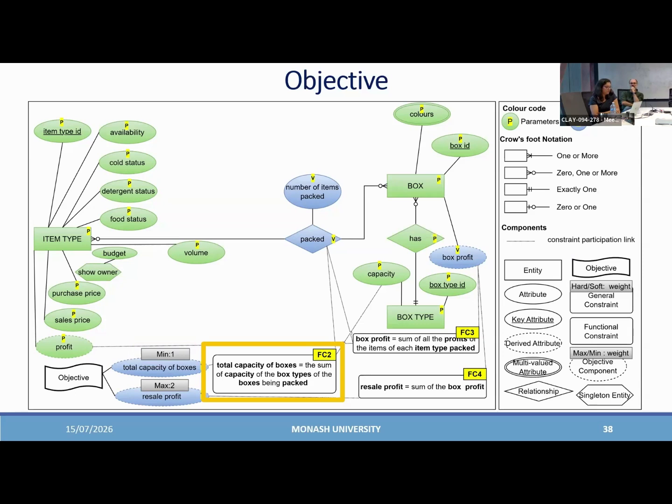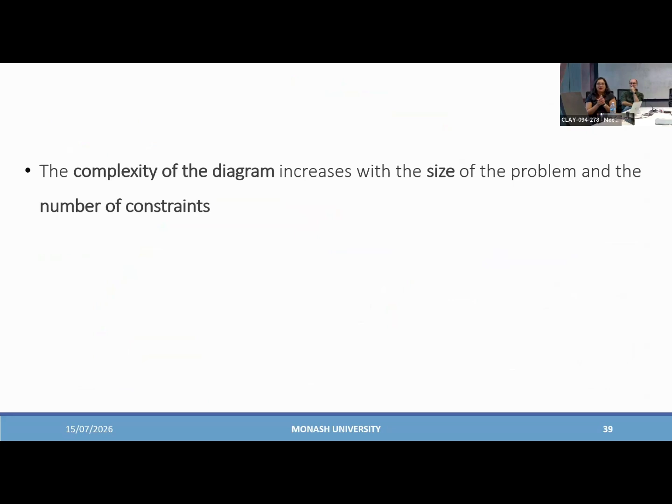All right, so of course, as you can imagine, the complexity of the diagram increases with the size of the problem and the number of constraints. And that actually reduces the readability and the comprehensibility of the diagrams.